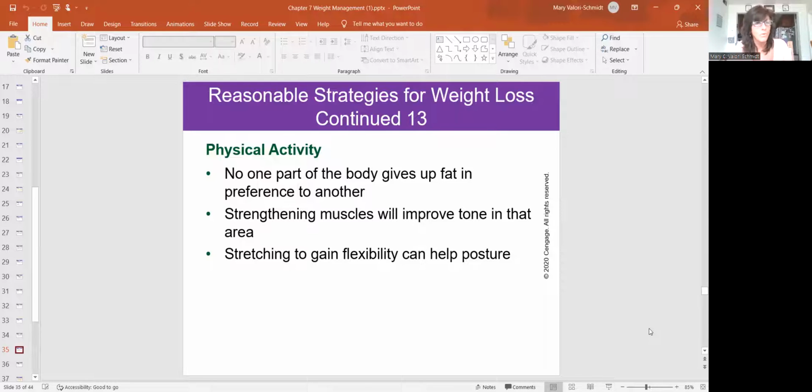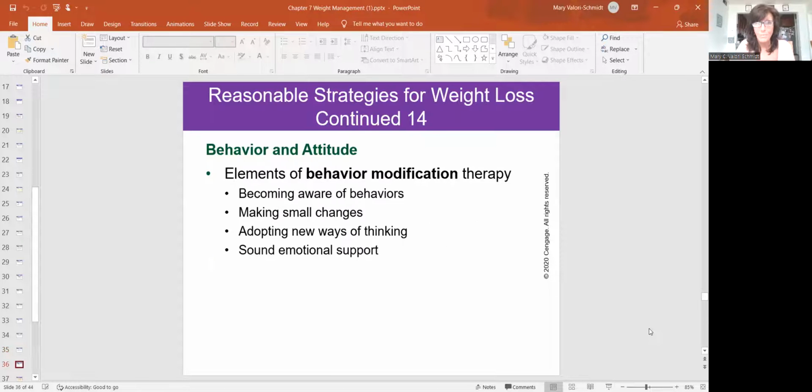And there's no one part of the body that will give up fat before another. People say, well, I lose weight, I lose my butt. I mean, you're going to lose weight generally, right? And strengthening muscles improves tone in all those areas, right? And stretching, you should always stretch, helps with your posture, and it helps with flexibility. And for women, postmenopausal women are the highest risk group for osteoporosis. If you have muscle tone now before menopause, you are less likely to develop osteoporosis.